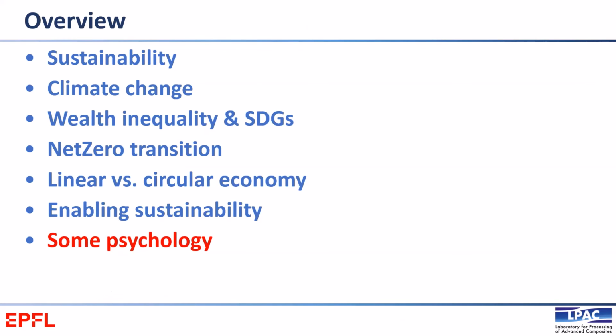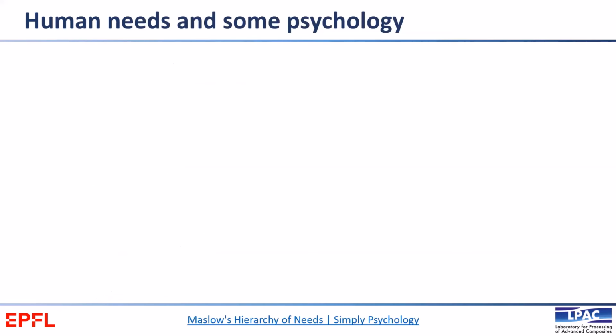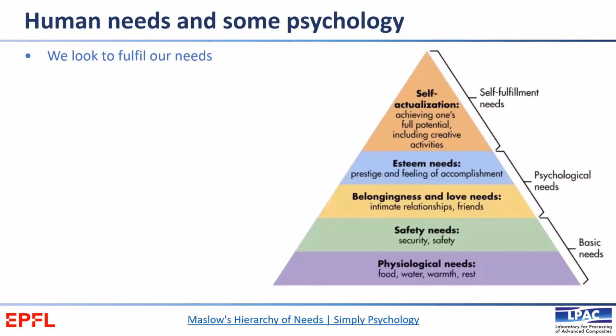So before we go on to the third lecture, which is towards sustainable composites, coming back to our materials, a bit of psychology, okay? Who'd expect to hear some psychology in a composites lecture? But you may have heard of Maslow's hierarchy of human needs. Okay, we've all got basic needs. We want to be warm, we want to be fed, we need water and rest. We want to be safe, we want to feel belonged, we want to be in intimate relationships. We want to feel a feeling of prestige and accomplishment, and ultimately we want to self-actualize, we want to achieve what we can really be ourselves. Okay, this always makes sense and it's very normal.